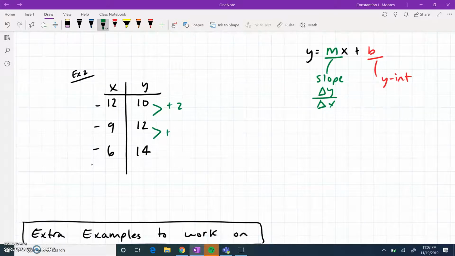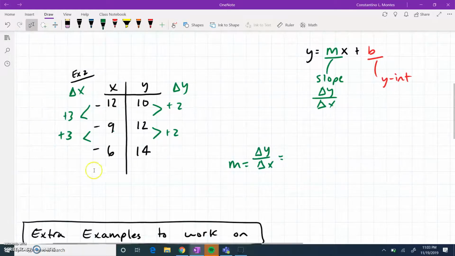I'm adding 2, adding 2. This will be interesting: if you take -9 and you subtract -12, well, what's actually happening here is we're adding 3 each time. We're getting closer and closer to 0. And so I have my change in y and my change in x. And I can do what I did before. I can write m. And you know what? I'll do it off to this side. m equals my change in y over my change in x, which happened to be my change in y was 2 and my change in x was 3. So m is 2 over 3.